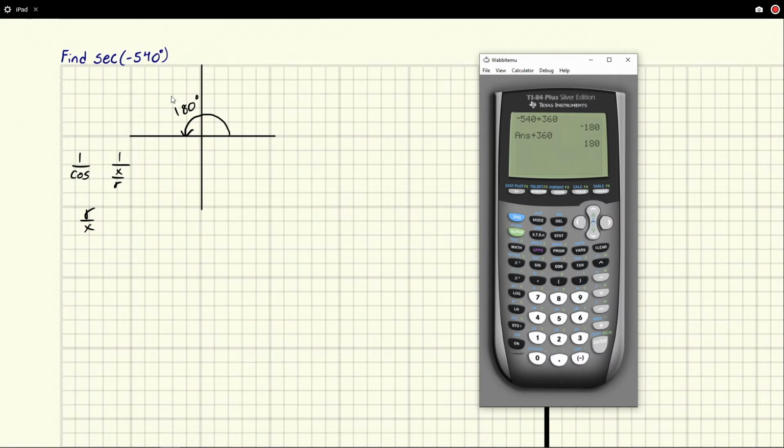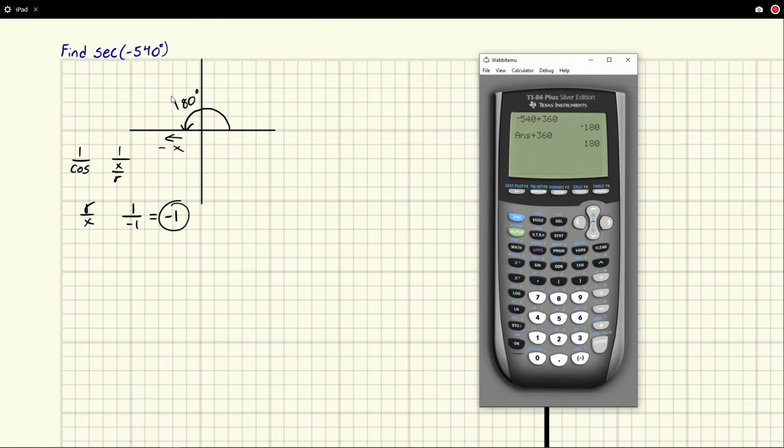What happens is r is always positive, so it's 1. For x, we've gone in the negative x direction, so x is negative 1. So we actually get negative 1 for secant of negative 540 degrees. This would be our answer. So we would say that secant of negative 540 degrees is equal to negative 1.